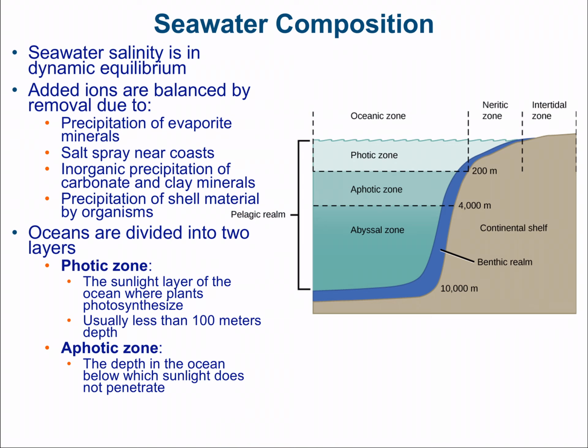If you notice the photo on the right, we divide our ocean into 2 layers. We have the top layer that I'm circling, known as our photic zone. That's where sunlight's going to penetrate, so that's where your plants are going to photosynthesize, and it's usually less than about 100 meters in depth. The next layer I'm circling coming down is the aphotic zone, and that is where sunlight's not going to penetrate. And then our deep ocean layer that we've talked about before is our abyssal zone.